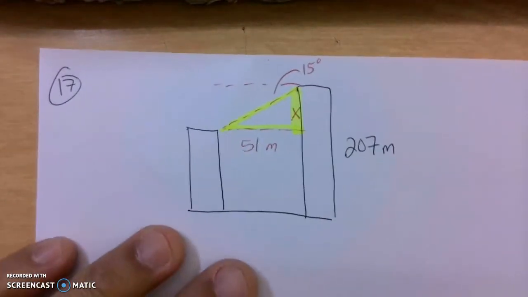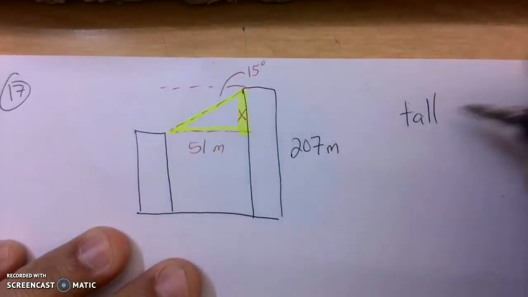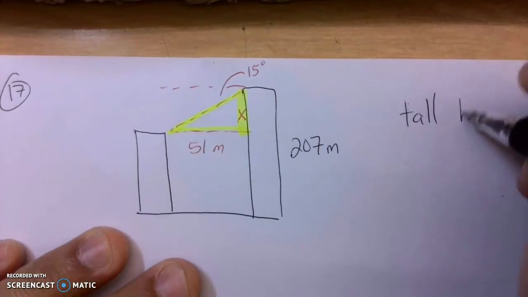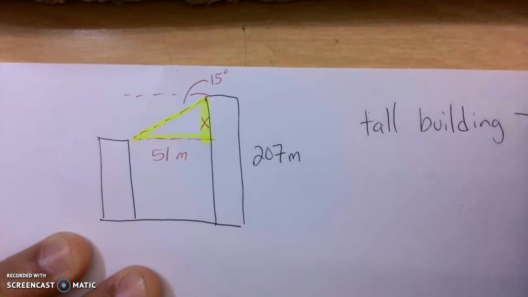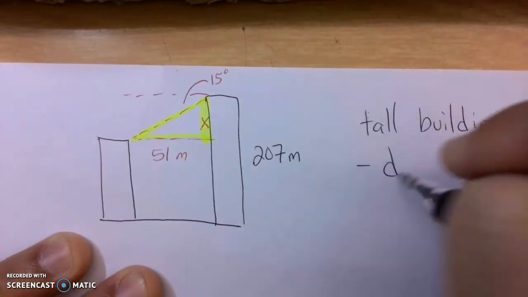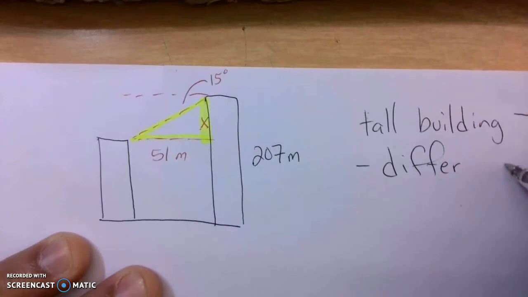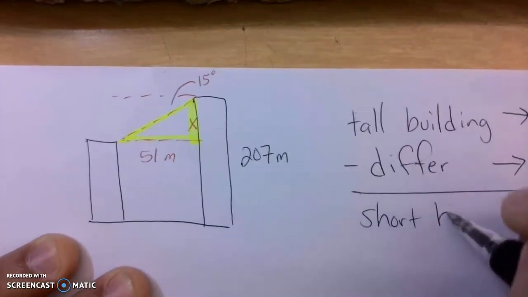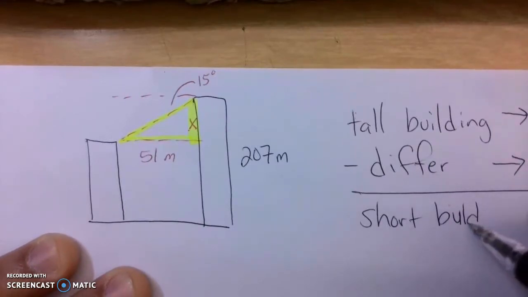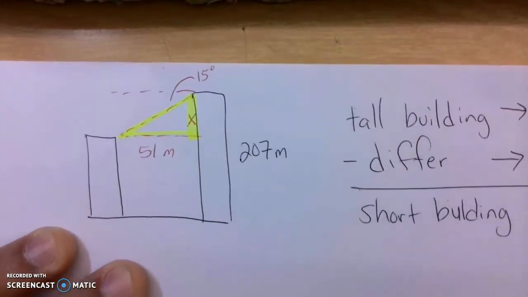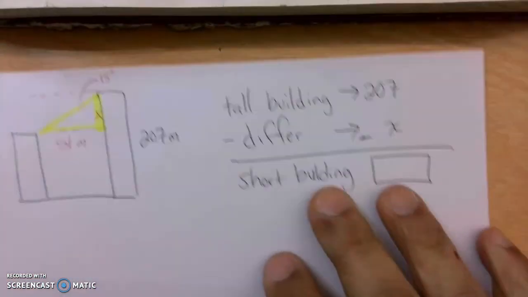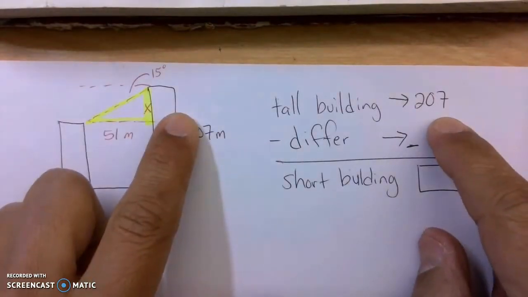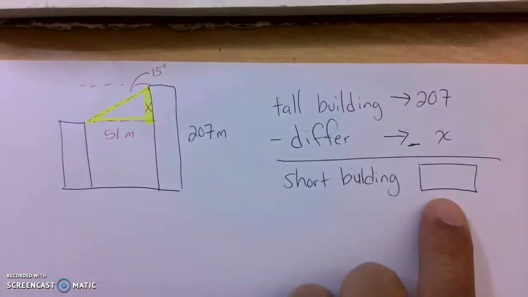Once we figure out what x is, you take the tall building, which is 207, and then you just subtract the difference between the two buildings, which is x, whatever x is, and that will give you the short building. And that's our ultimate goal there, to figure out the measurement of the short building by subtracting. Whoops, I'm not on the screen there. So I take the tall building, minus the difference, which is x, and then I have my answer.